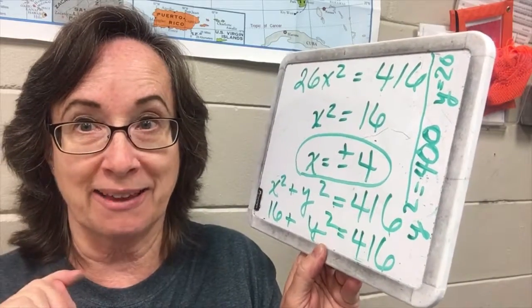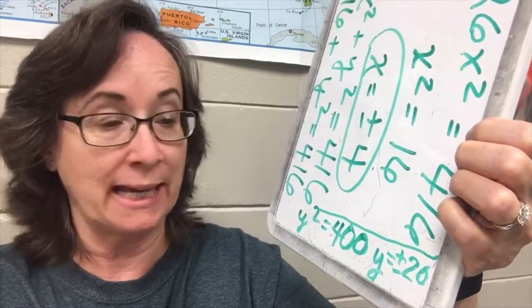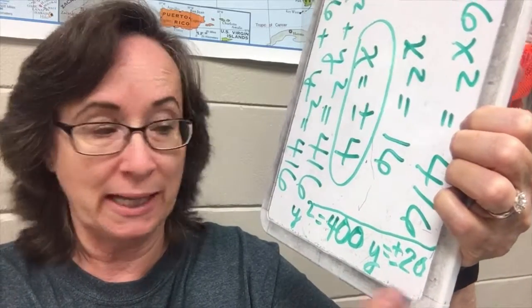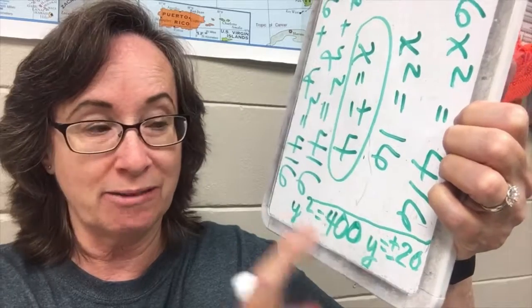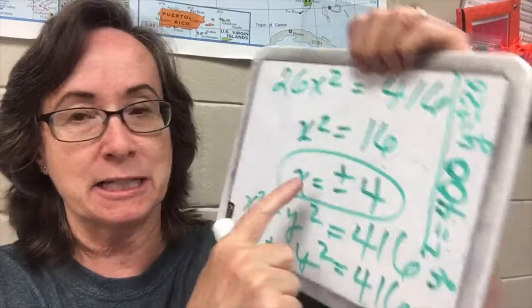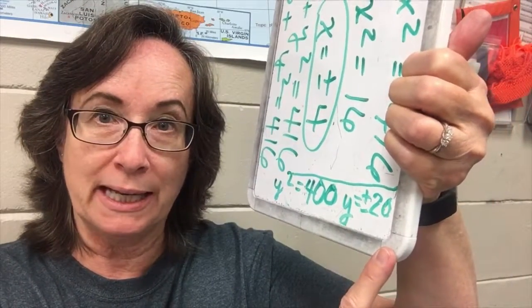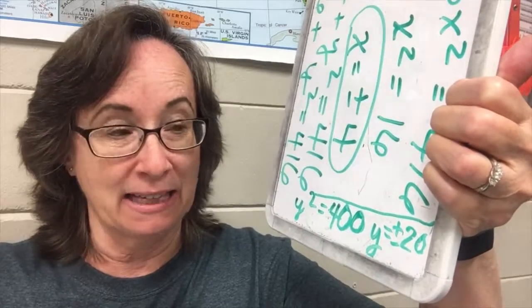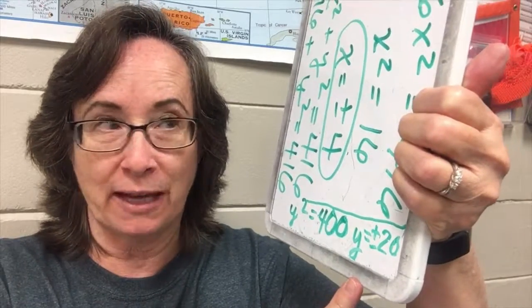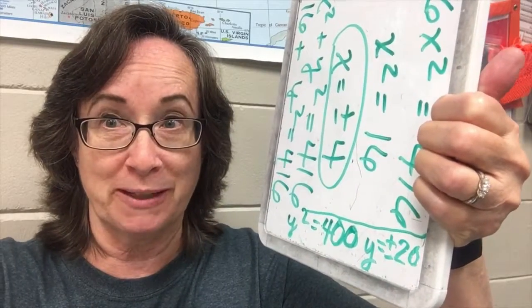I need to check it though. Before I check it, I need to correct one mistake I made. I said y is 20, but when I take the square root of 400, I get plus or minus 20. So I have my x is plus or minus 4, and my y is plus or minus 20. But I can't leave it like that. I must get more specific. I must tell you which y goes with which x, which we'll do in a moment.